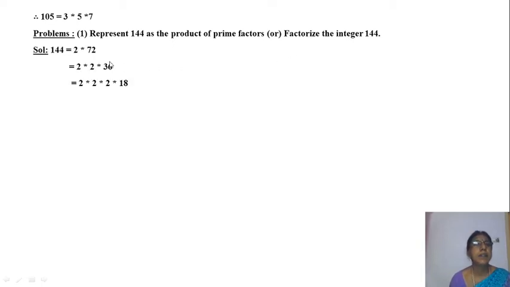See this one: 144, start with the least prime, 2 into 72, right? Next, 2 as it is. Again, how does this look? n is equal to p1 into n1, it looks like that, in terms of the theorem.